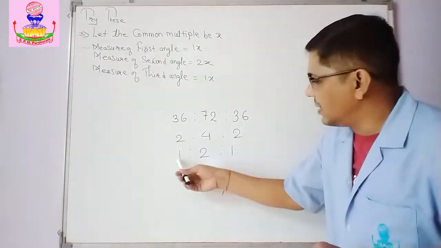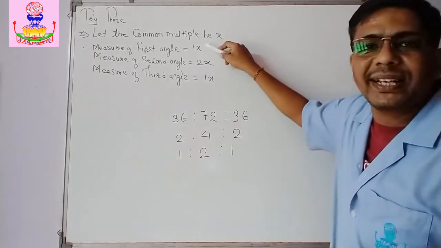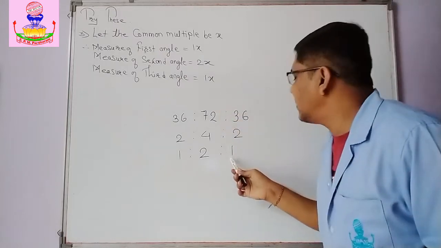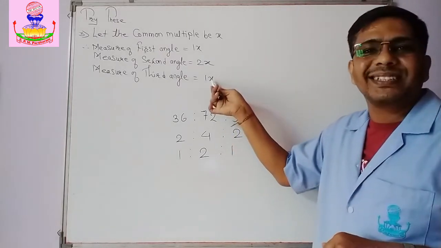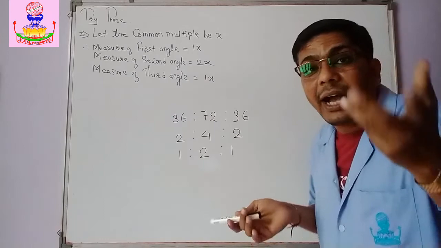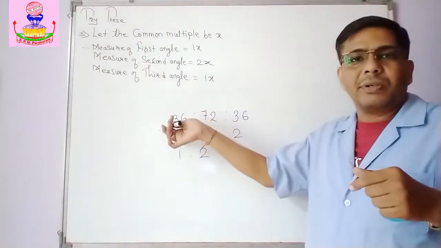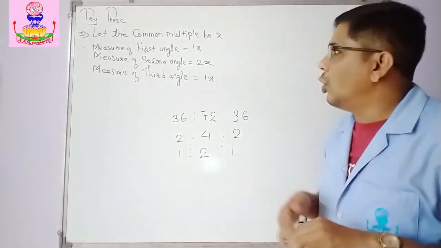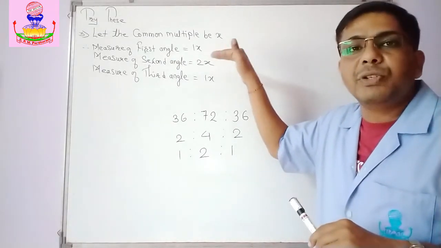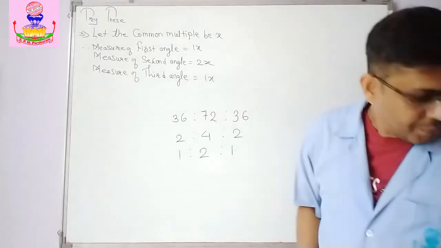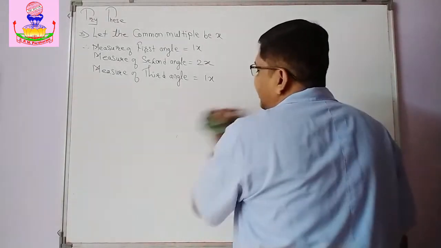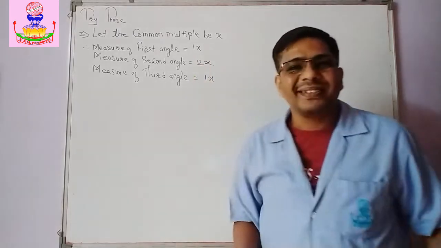So what we have done, we have said let the common multiple be x. Then we are going to multiply each of these by x. I multiply this 1 by x, so it becomes 1x. I multiply this 2 by x, it becomes 2x. I multiply this 1 by x, it becomes 1x. Now the value of x, I don't know, we are going to find it out, and then we will find the measures of the angles. I hope you have understood why I have used a common multiple. Okay, so let's move further.